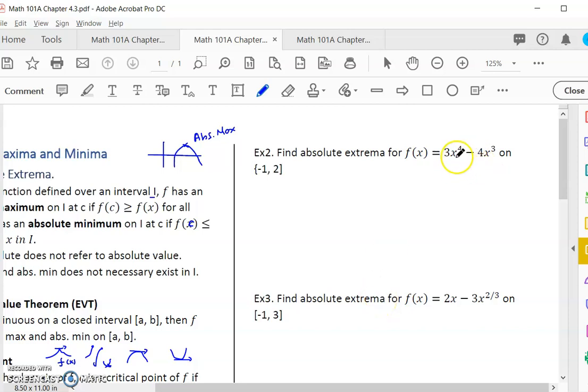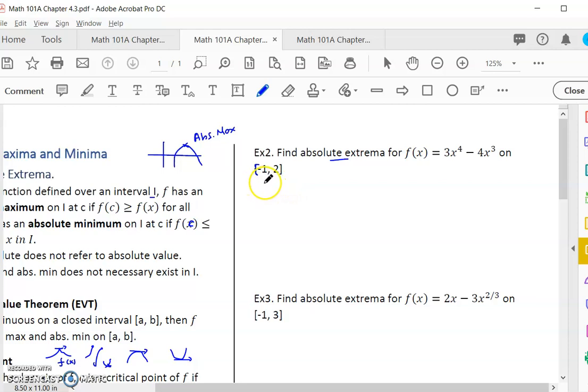I have a function 3x to the fourth minus 4x cubed. I want to find the absolute extrema, that means the absolute max and min. This is a closed interval, and this function is continuous, it is a polynomial. So we know we are guaranteed to have one absolute maximum and one absolute minimum. So how do I find it?